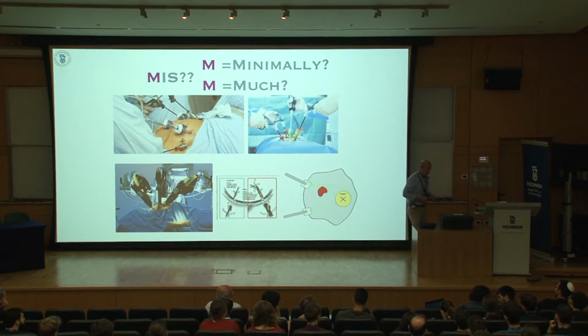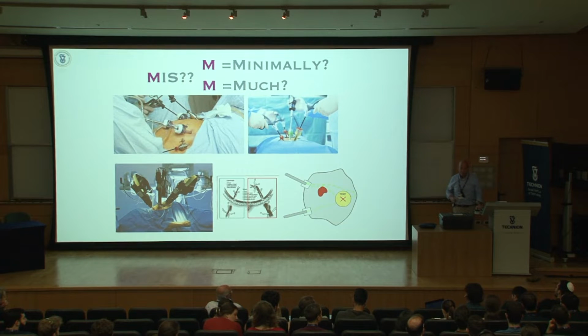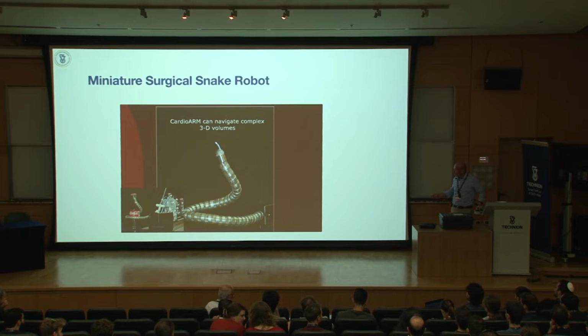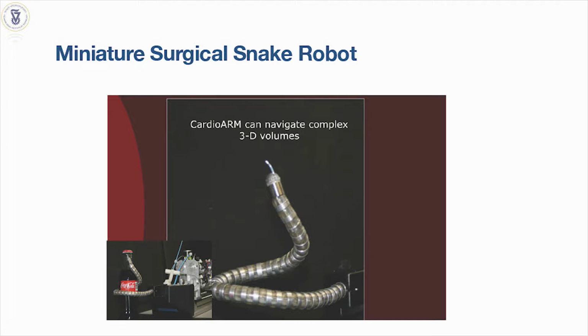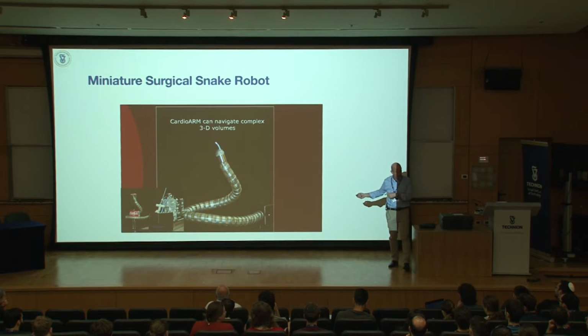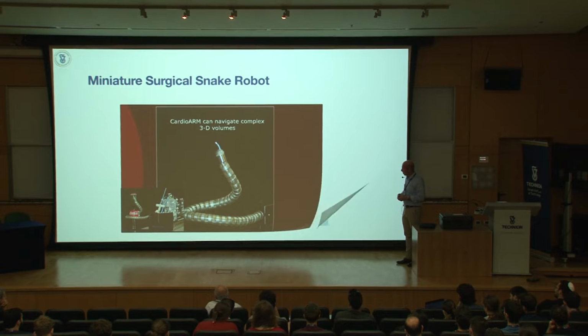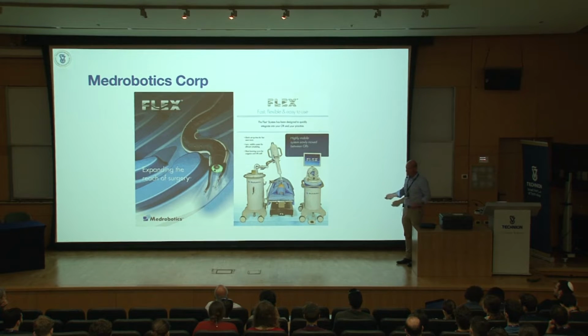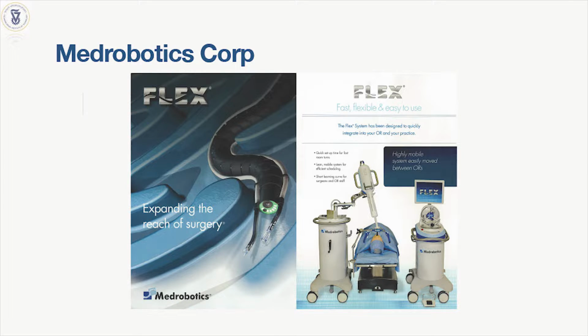And Amir Degani is here. I see you, Amir. Amir had the honor to be one of Amir's advisors in Carnegie Mellon. And Amir, you recognize this, I guess. This is your prototype. This was the first prototype of the snake robot, which is about 10 millimeter in diameter, and about 40 centimeter long. By the way, it won the best paper in Biorob at the IEEE, if you remember, Amir. And then a company was established, and this is the result, Medrobotics.